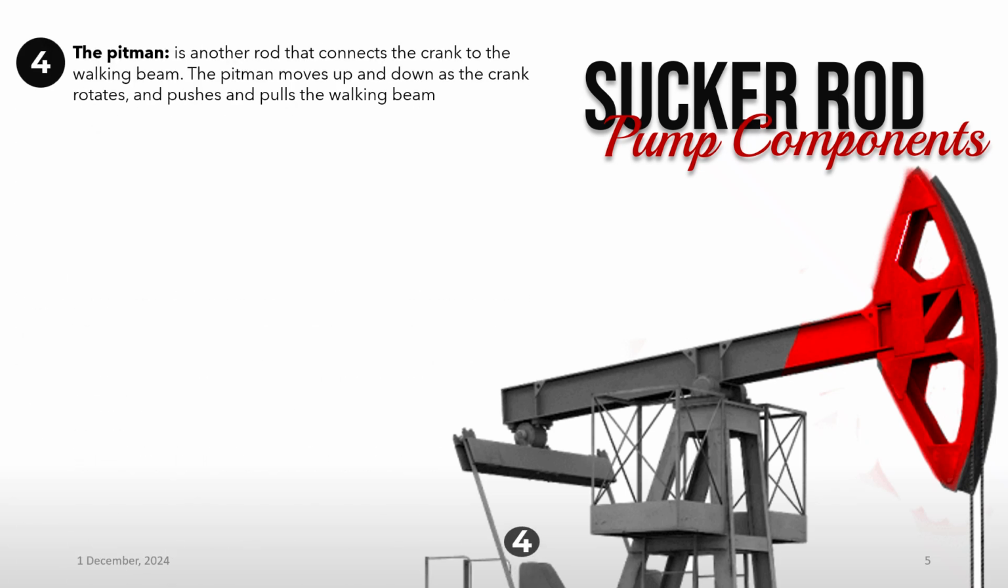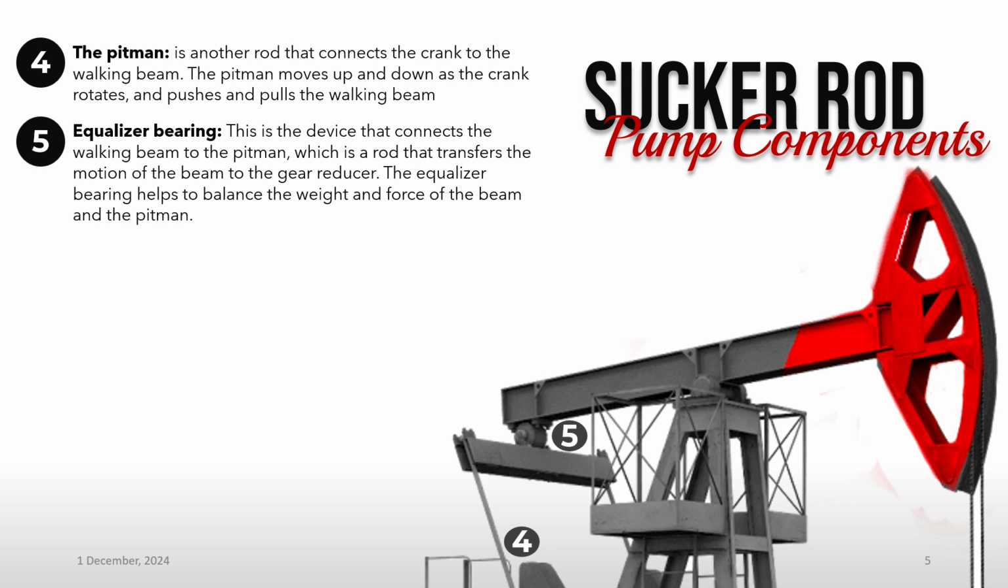Continuing with the surface components, we have the pitman. This rod connects the crank to the walking beam. As the crank rotates, the pitman moves up and down, effectively pushing and pulling the walking beam, thereby transferring the reciprocating motion. The equalizer bearing is a critical connection point. It connects the walking beam to the pitman and helps to balance the weight and force exerted by both the beam and the pitman. This balancing act is crucial for smooth and efficient operation of the pumping unit, reducing stress on the system.